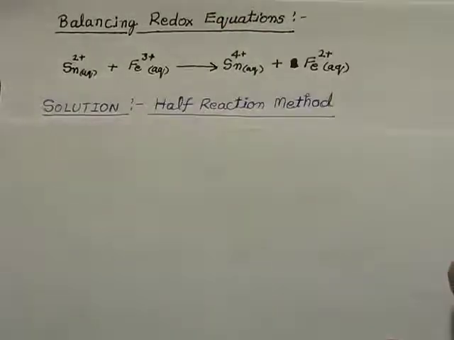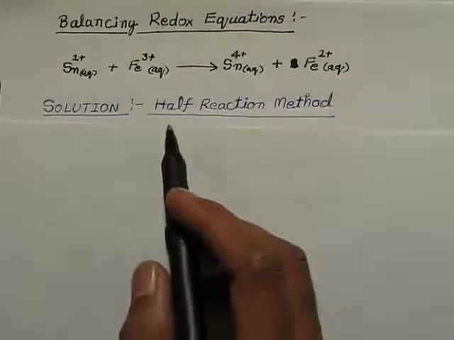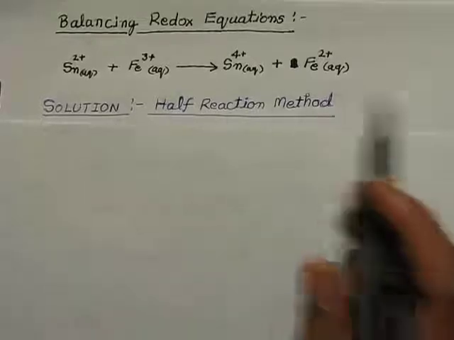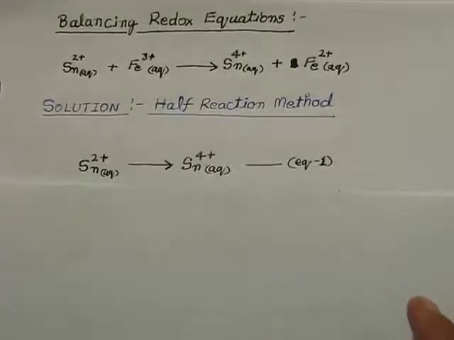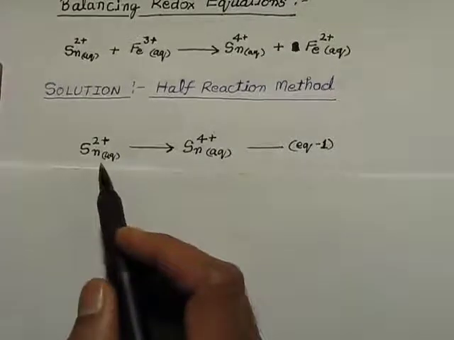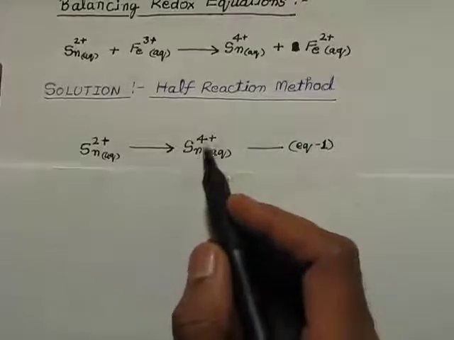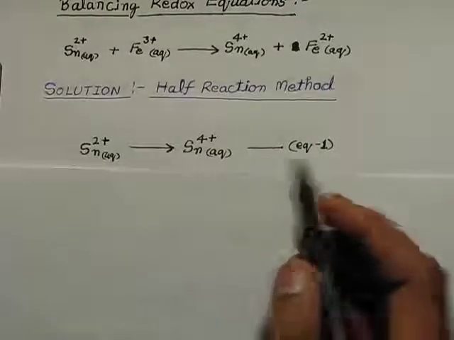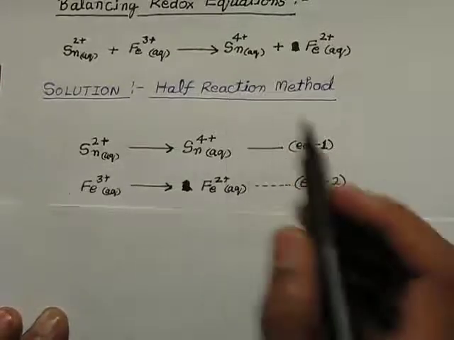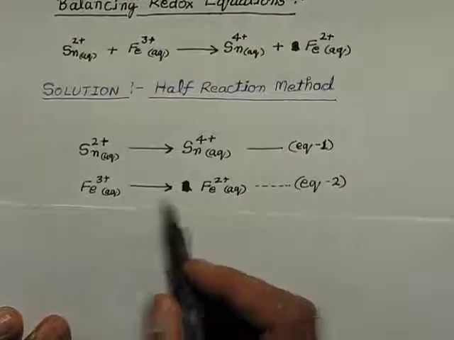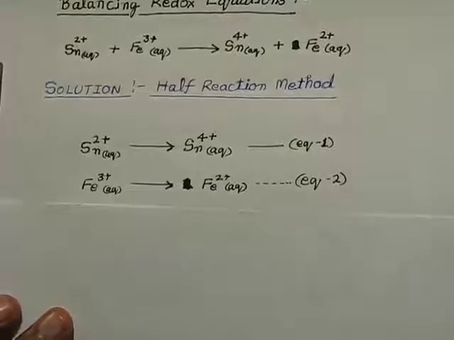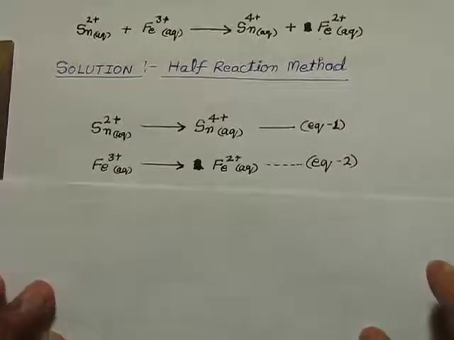So the solution will start. Basically we have to use this half reaction method. First we will write a half reaction for tin, like this. I have already written it here: Sn2+ in aqueous solution gives Sn4+ in aqueous solution. I gave this equation number 1. The other half reaction of this whole reaction is Fe3+ gives Fe2+, equation number 2. And now we have to balance.